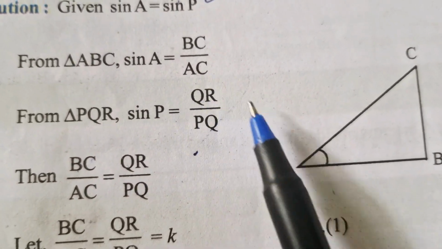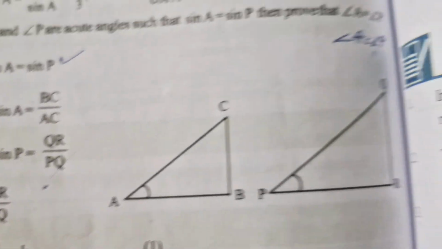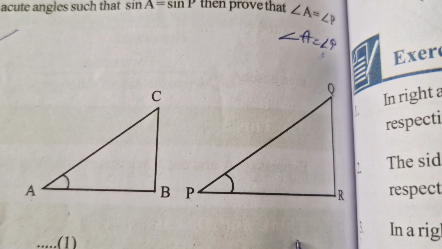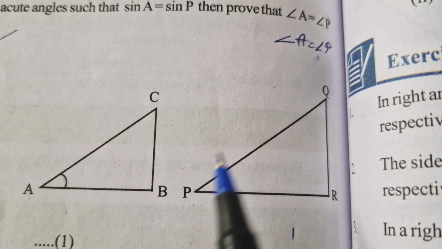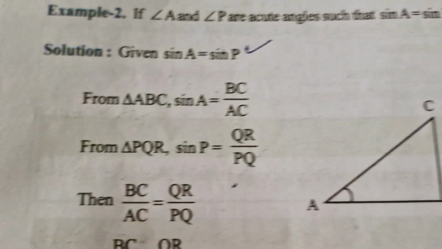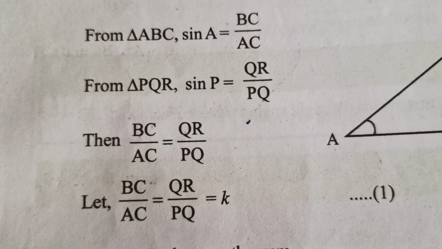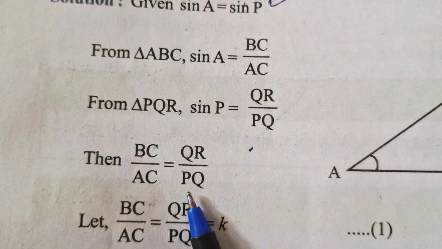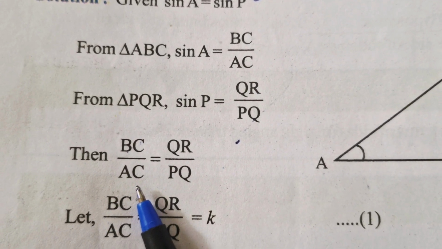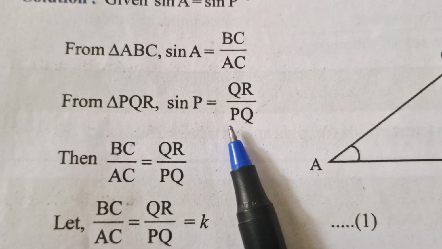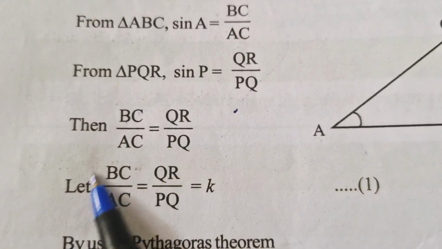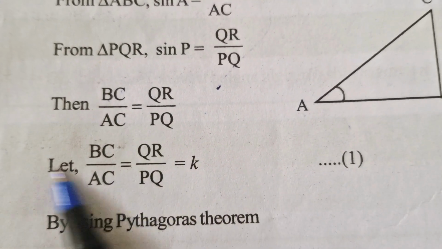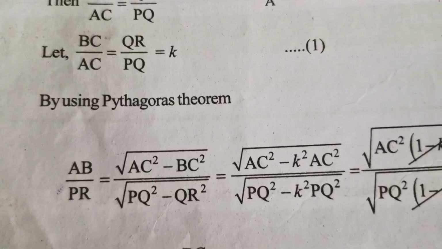Similarly with QR and PQ. The opposite side of angle P is QR and the hypotenuse of angle P is PQ. So QR by PQ. As these are corresponding sides, BC by AC is equal to QR by PQ. We are assuming that both are equal to K. This is our equation 1. Let us move on to the next step.